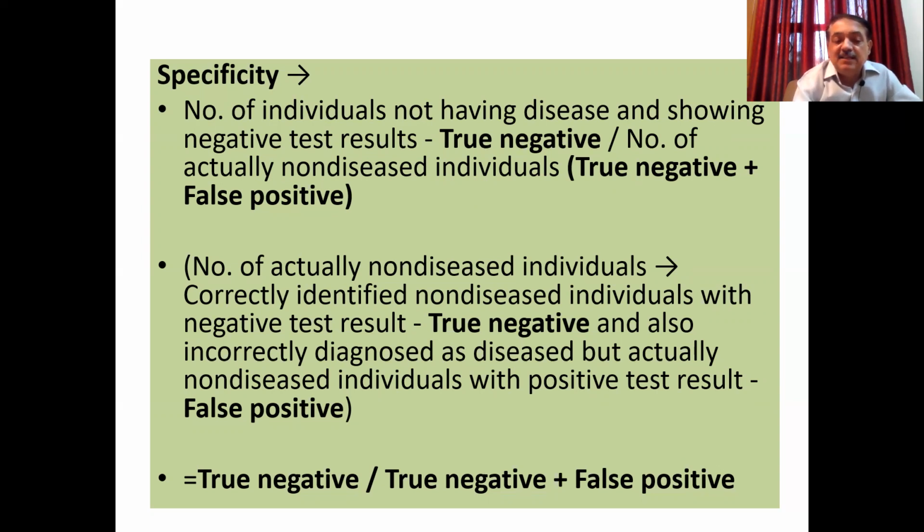So we can say specificity is about the number of individuals not having disease and showing a negative result, true negative, out of all the non-diseased individuals. That means true negative as well as false positive. So specificity is true negative out of the true negative and false positive people.